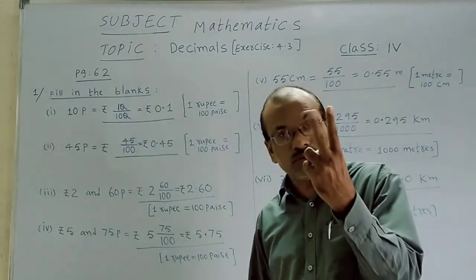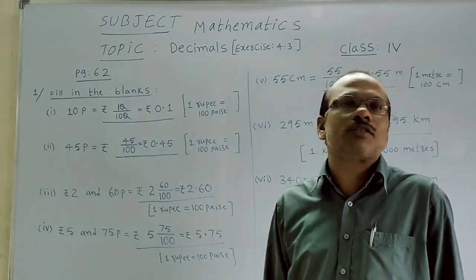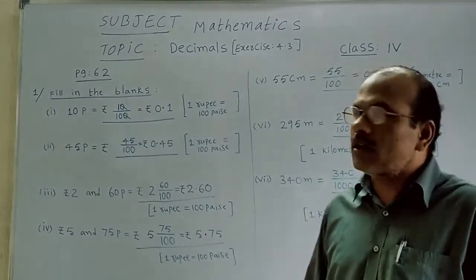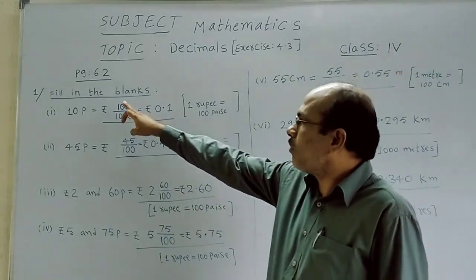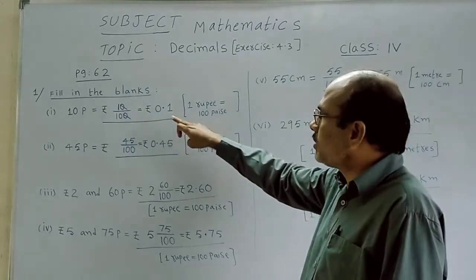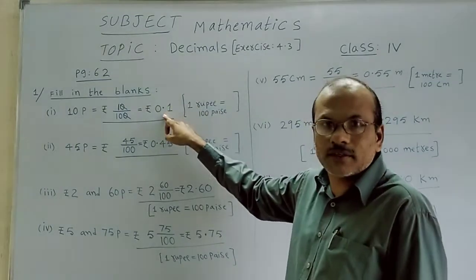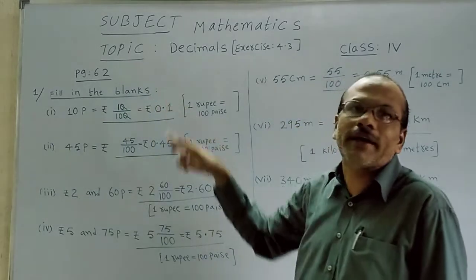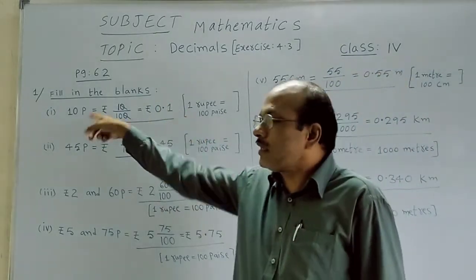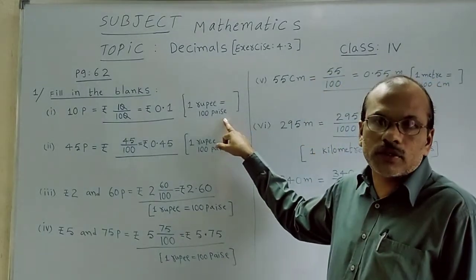If the denominator has 2 zeros, suppose that is 1, 0, 0, that means 100, then in the numerator we will put a point after 2 digits. That also we will see below. Now here, 1 by 10, only 1 zero is there, that's why the point should be placed after 1 digit. So I have written 1, after 1 I have placed a point, after the point nothing is there, so I have placed 0. Finally our answer is 0.1 rupees. 10 pies is equal to 0.1 rupees. That is based on 1 rupee is equal to 100 pies.